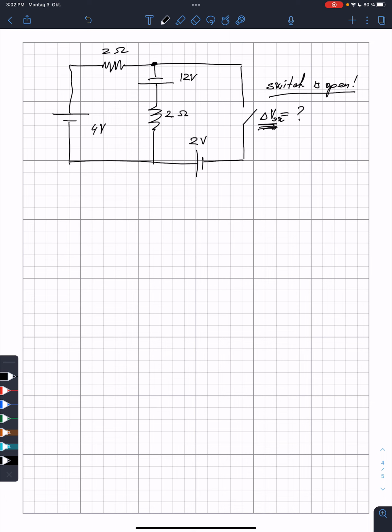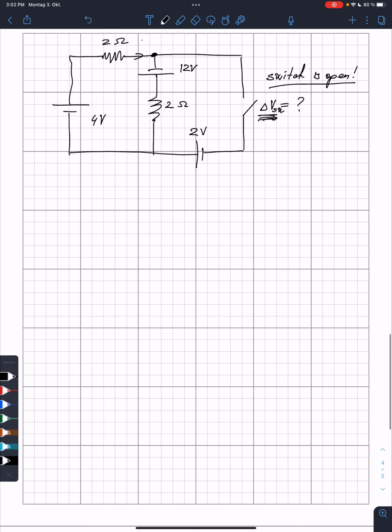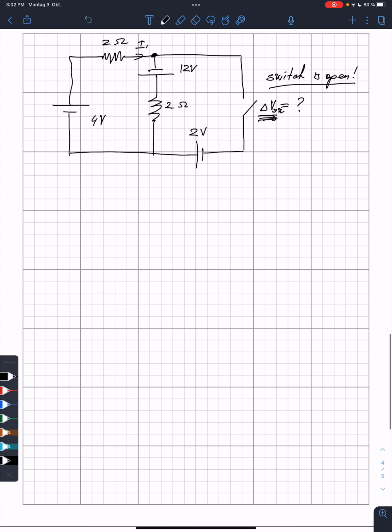No, I don't want to simplify anything, so I will just treat this circuit as it is, and I will solve it using Kirchhoff's rules. So I will start by giving names to all the currents. So this will be I1, it's the current through the battery. So this will be I2, and this will be I3.